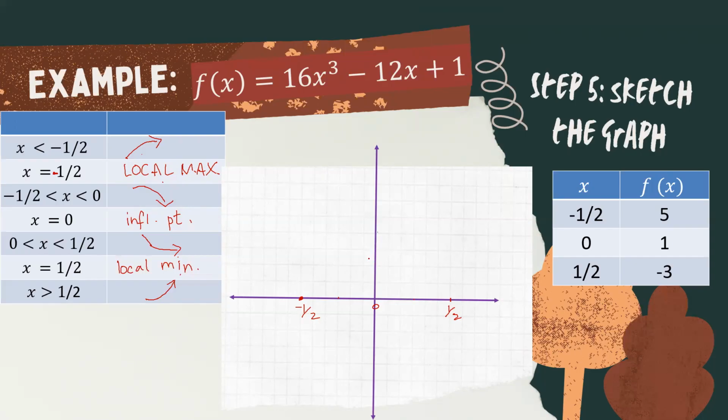Ay, hindi kaya, no? So, 1, 2, 3, 4, 5. So, dito po yung negative 1/2, positive 5. Tapos, 0, 1. This is the next critical point, next ordered pair. Tapos, yung 1/2, negative 3 is here. So, yung tatlong points lang yun. Gagalaw na tayo, no? Aandar na. Okay, so negative 1/2, 0, and 1/2.